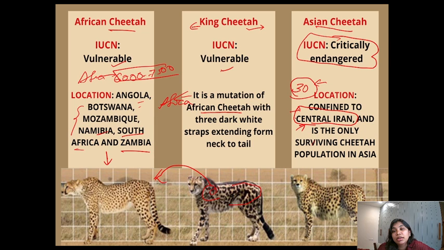Why are we reading this? Because we have to see why we reintroduced only the African cheetah and not the Asian cheetah. From that perspective, we should know the basic facts. The African is vulnerable, and the Asian is critically endangered. The African is found in Southern Africa majorly, and the Asian is in central Iran.